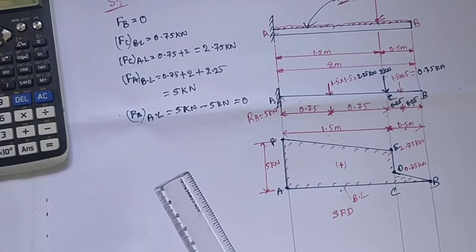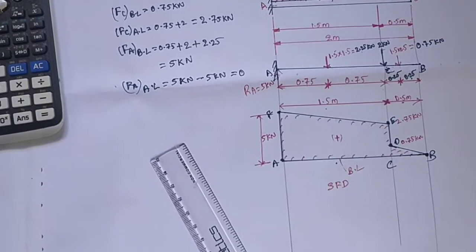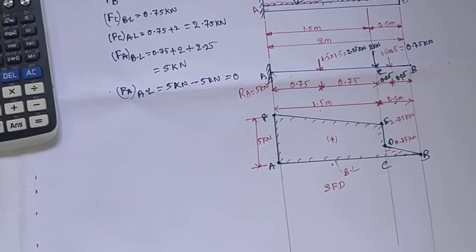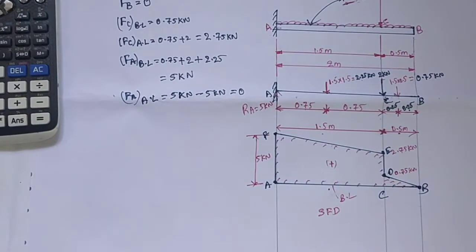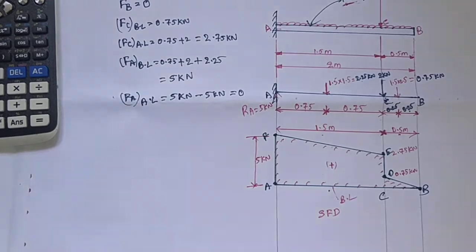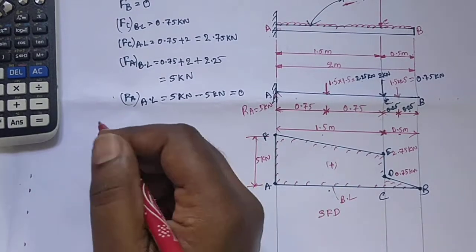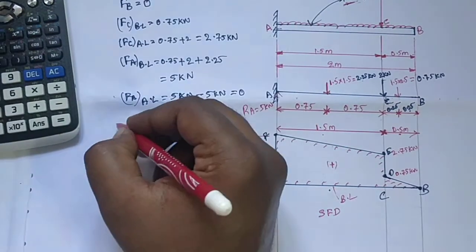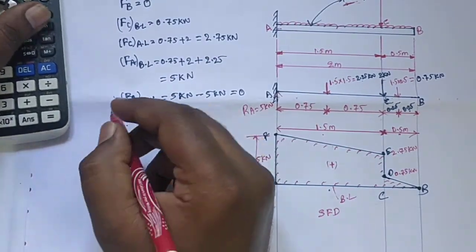Okay, similarly we need to draw the bending moment diagram for the given beam. Okay, for that we need to first calculate the bending moment at points B, C and A.